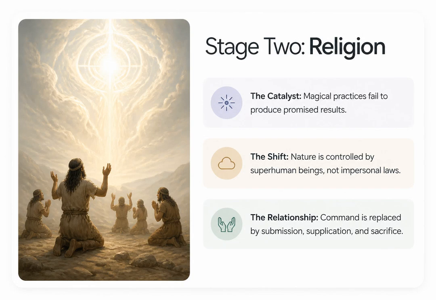Frazer argues that over time, magical practices began to fail. Magicians promised rain or victory in battle, and when they couldn't deliver, the authority of magic was undermined. This failure pushed humanity into the second stage, religion. In the religious stage, people no longer believe they can command nature. Instead, they believe natural forces are controlled by supernatural beings, gods and spirits, that are fundamentally beyond human control. The relationship shifts entirely. Humans must now please these powers through prayers and sacrifices. The attitude changes from confident command to humble submissiveness.